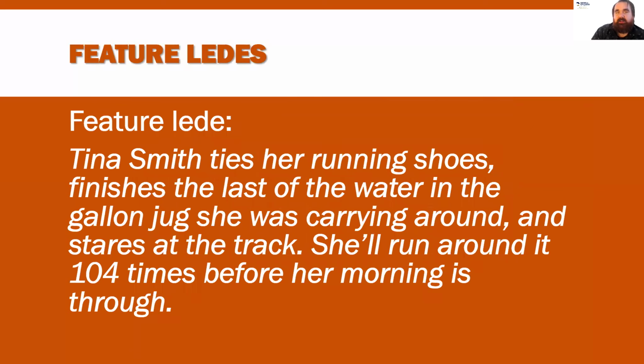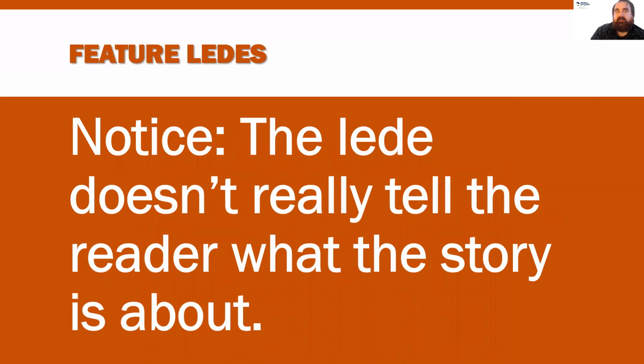Tina Smith ties her running shoes, finishes the last of the water in the gallon jug she was carrying around, and stares at the track. She'll run around it 104 times before her morning is through. Now notice the lead doesn't actually tell the reader what the story is about. Who is this person? Why are we paying attention to them? You spend the rest of a feature story telling the reader who they are and why you should be paying attention to them. The lead is only designed to grab attention.